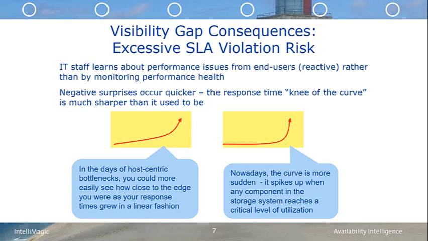It's also important to note that with today's architectures, negative surprises with I/O can occur much more quickly than they used to. The knee of the curve of the response time is much sharper than it used to be. With older architectures, you could pretty much tell where you were in the life cycle of the hardware just by monitoring response times, because it would grow in a linear fashion as the box became more busy. These days, the architectures are much more powerful, and they are able to keep those response times low until any particular component inside the storage system reaches that critical level of utilization where it will start to introduce delays, and then the response times spike up much more quickly.